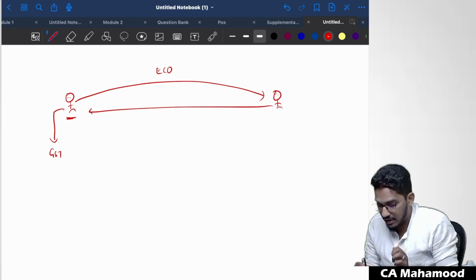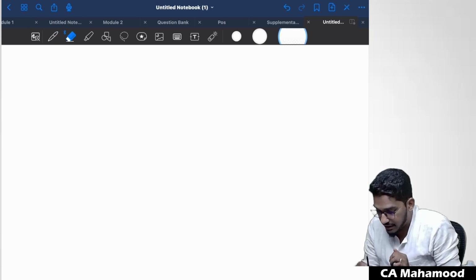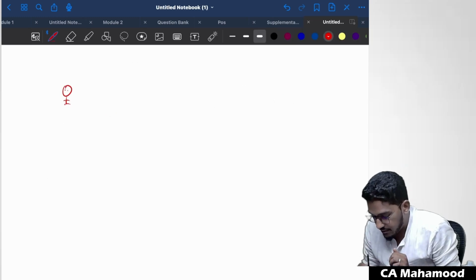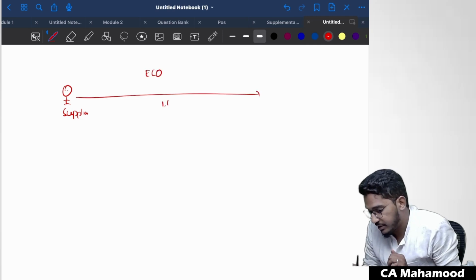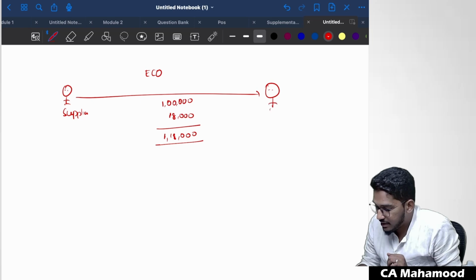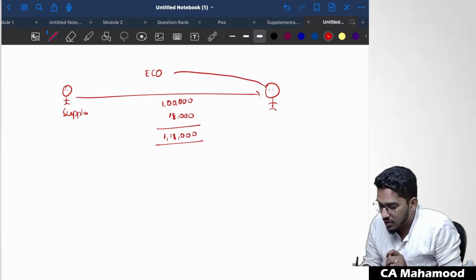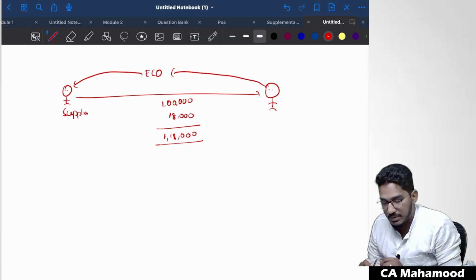Yes or no? Generally in a normal e-commerce operator transaction, if I rephrase it once again with an example, the supplier supplied goods worth 1 lakh rupees through the e-commerce operator. So 1 lakh is the value of supply, 18,000 rupees is the GST, and 1 lakh 18,000 rupees will be the total amount. Now the recipient will pay that amount through the e-commerce operator. He will deduct the TCS and the balance amount will be paid to the supplier.